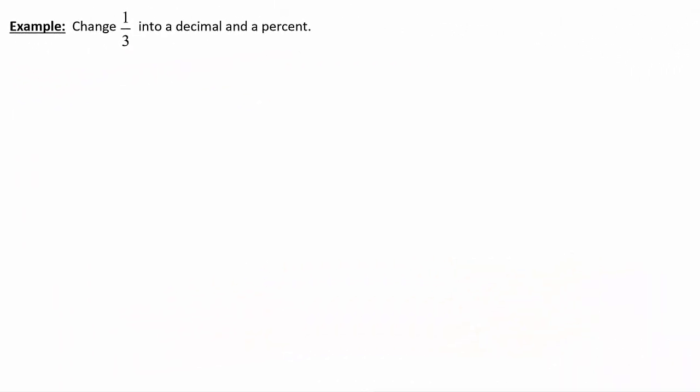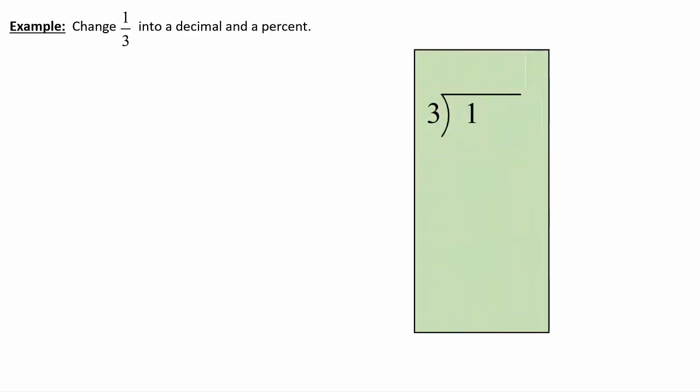Example, change 1/3 into a decimal and a percent. Well, let's first change it into a decimal. So we need to divide the numerator by the denominator. So divide 1 by 3. So 3 doesn't go into 1, so we put down the decimal places. We put down the 0. 3 goes into 10 3 times. That's 9. Leaving 1 left over. We're going to get another repeating decimal.